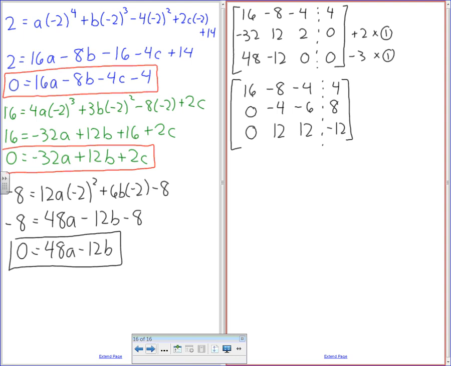Rebecca, out of the second and third rows, which one do you want to make 1, do you think? Yeah, why don't I make the third one? I'm dividing this by 12, okay? And it's going to go to 16, negative 8, negative 4, 0, negative 4, negative 6, 0, 1, 1.